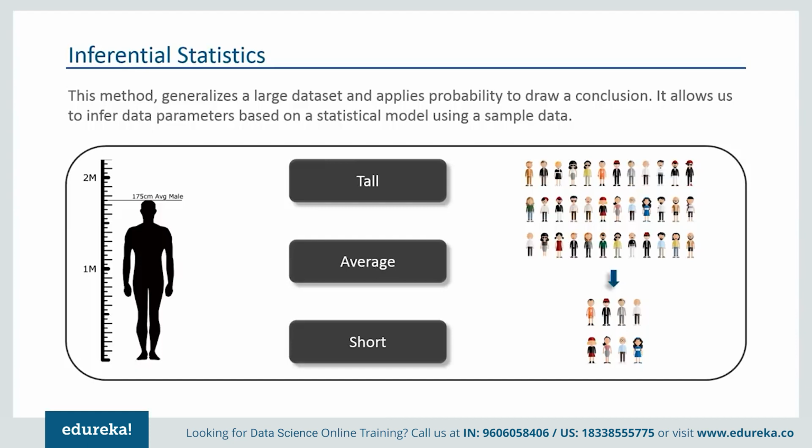You already have had grouped the class into tall, average, and short, and in this method, you basically build a statistical model and expand it for the entire population in the class.